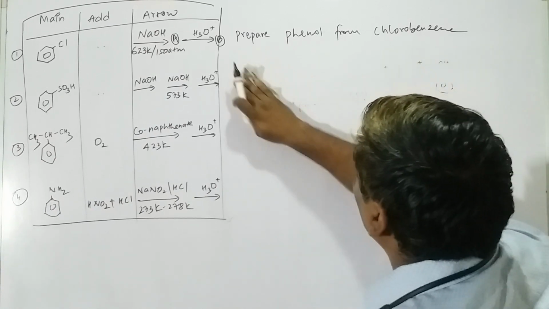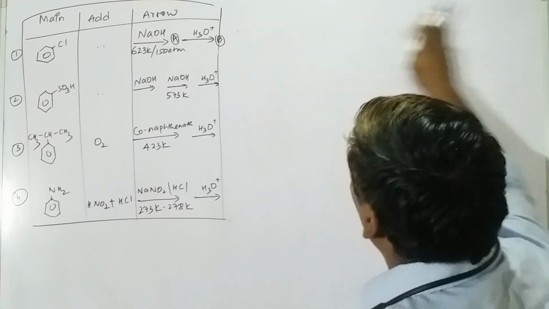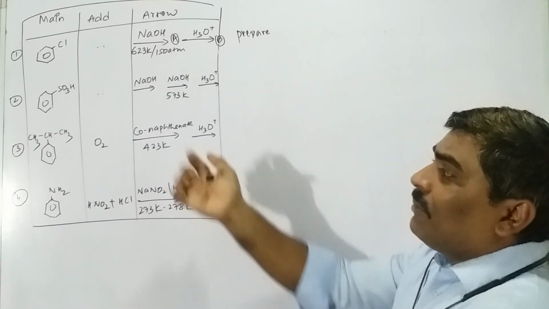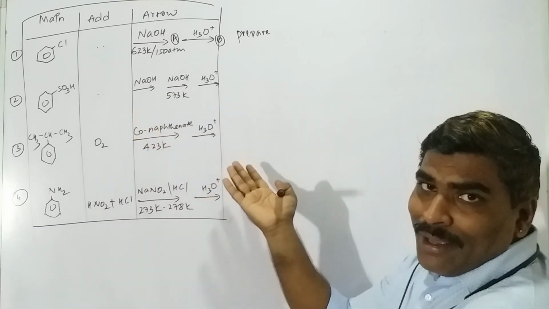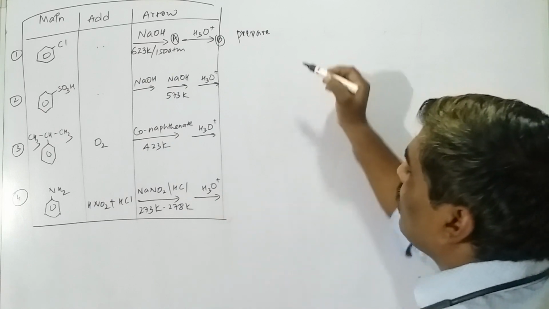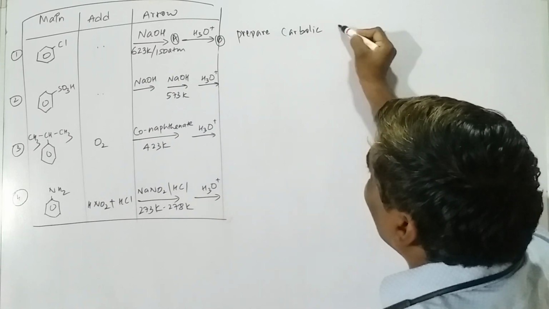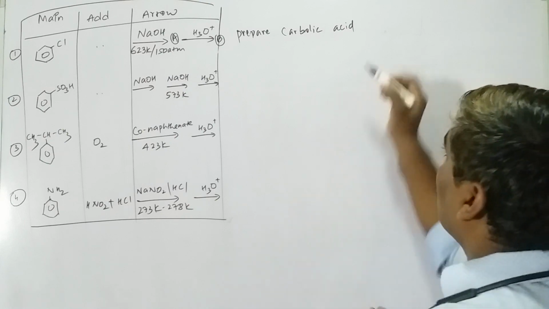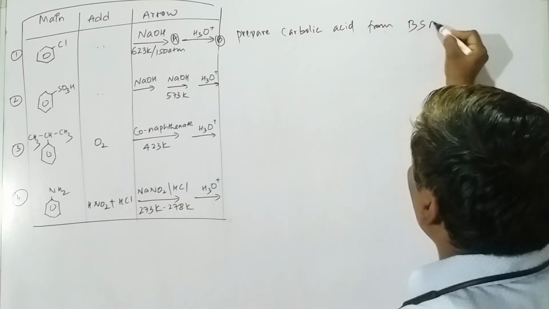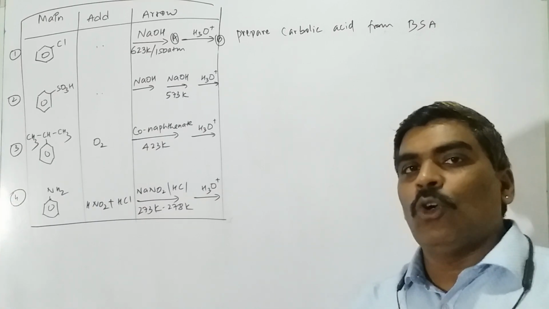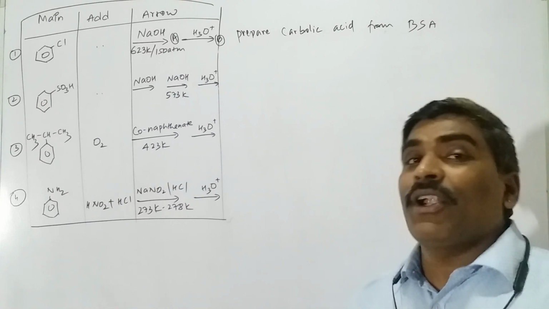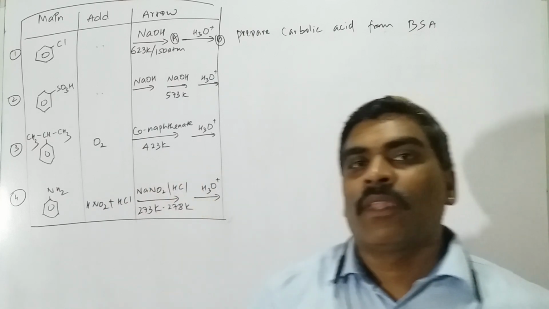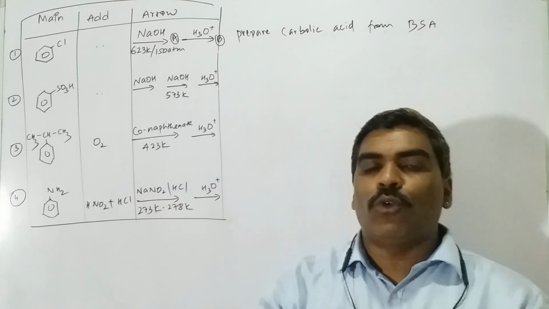Now we'll go for this: suppose this time the question is to prepare, obtain or even convert benzene sulfonic acid into carbolic acid. The question can be in any way. Here I'm writing prepare carbolic acid. The other name of phenol is carbolic acid. So prepare carbolic acid from benzene sulfonic acid. Suppose this question is there, what is important here? We should know what benzene sulfonic acid is reacted with.